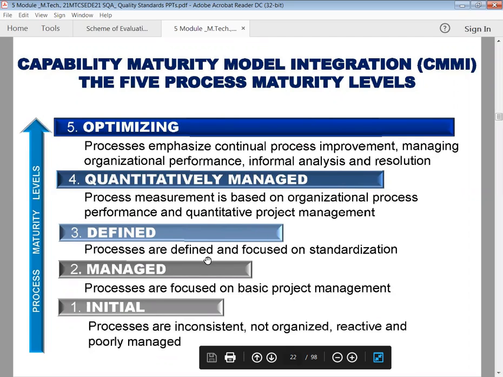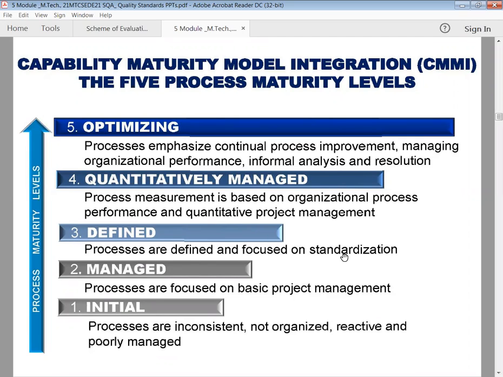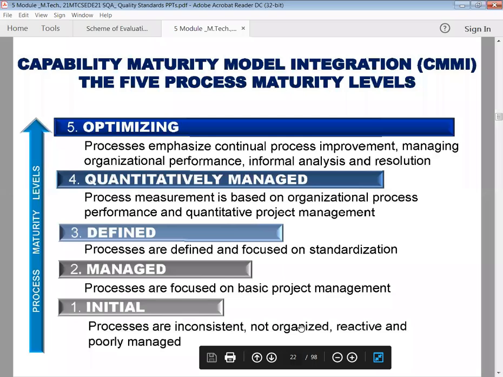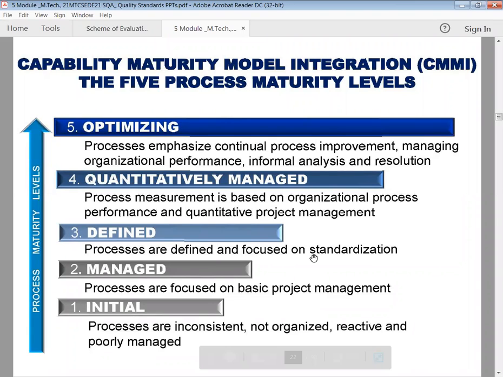In the third level, processes are defined and focused on standardization. So initially we are in the poor state, then we move to the project management state, then we reach standardization. Once you are following the best practices and project management techniques, then you will be in a confident position to go for standardization. If you take the quantitatively managed fourth level, process measurement is based on organizational process.